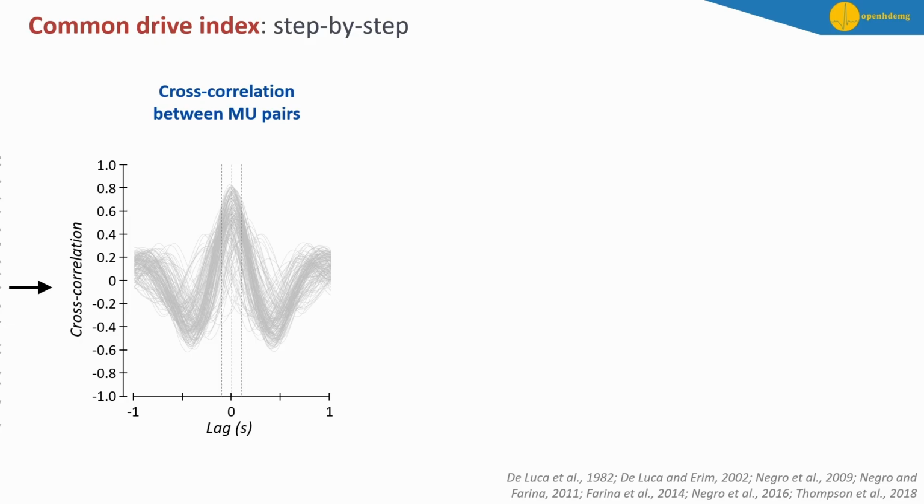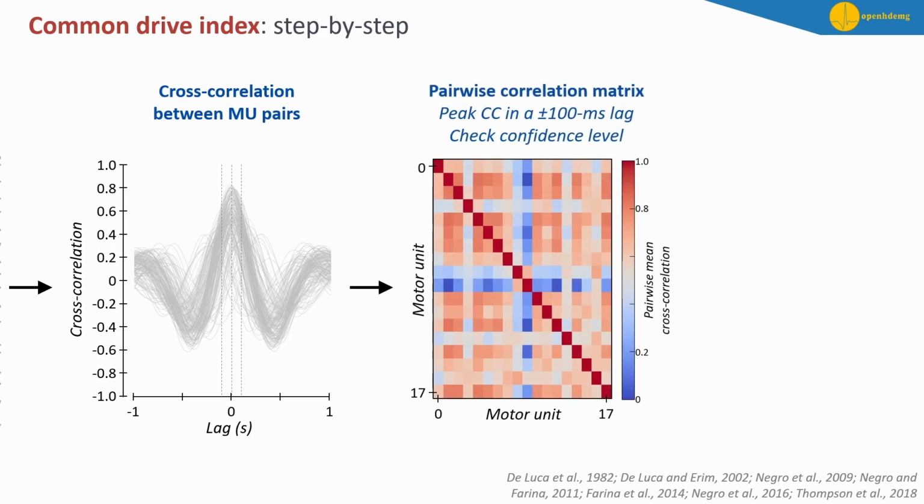On the y-axis, the cross correlation between the pairs. A cross correlation of 1 means that the units are very coupled in time, and -1, they are also very coupled in time, but in an opposite phase, okay? And 0 means that they are not coupled at all. And finally, the last stage is we take commonly a very short lag, around plus minus 100 milliseconds, as done classically in the paper of De Luca in 1982, and we compute this matrix.